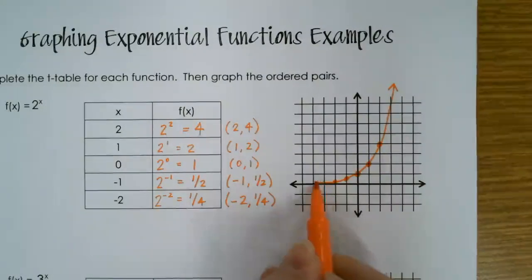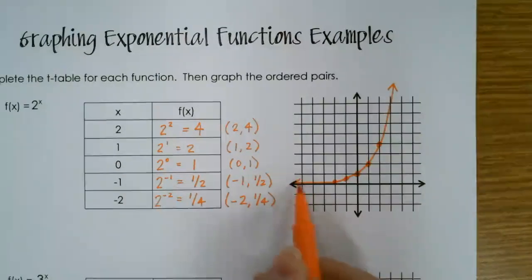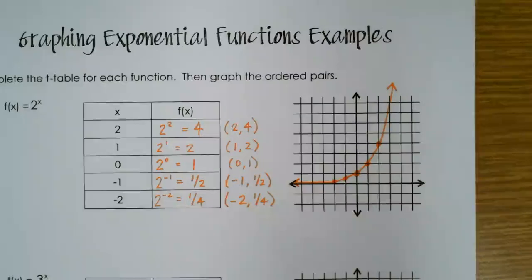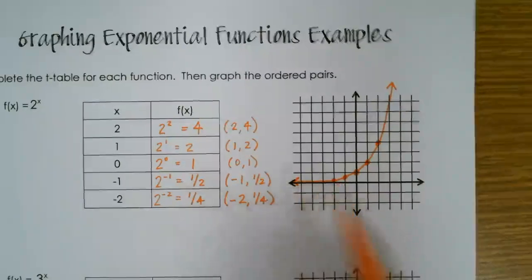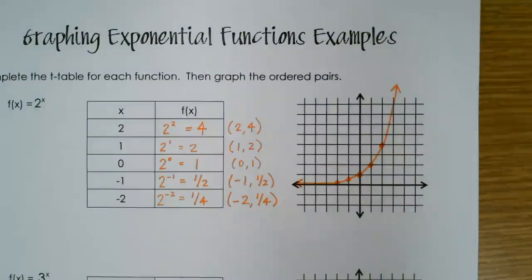Now what's happening over here is this is going to continue to get smaller and smaller, but it's not actually ever going to reach 0. So it's going to get so close we're not going to be able to tell, but on our graph, it's just going to look like it's going to run right alongside. All right, so this is the basic curve of 2 to the x.